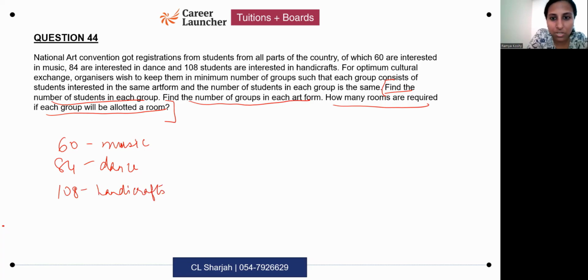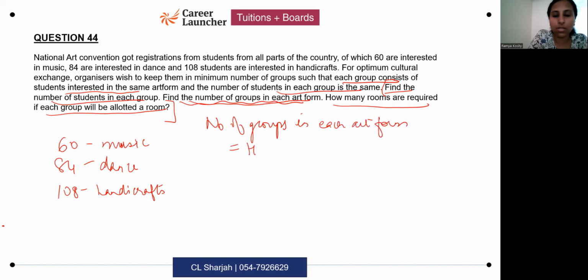For optimum cultural exchange, each group consists of students interested in the same art form. The number of students in each group is the same. Immediately, the number of students in each group is the same means HCF. You have to find the HCF of, so you need to find the number of groups in each art form. So start with that only. Number of groups in each art form equals HCF of 60, 84, 108. Writing this step is important in such kinds of word problems.